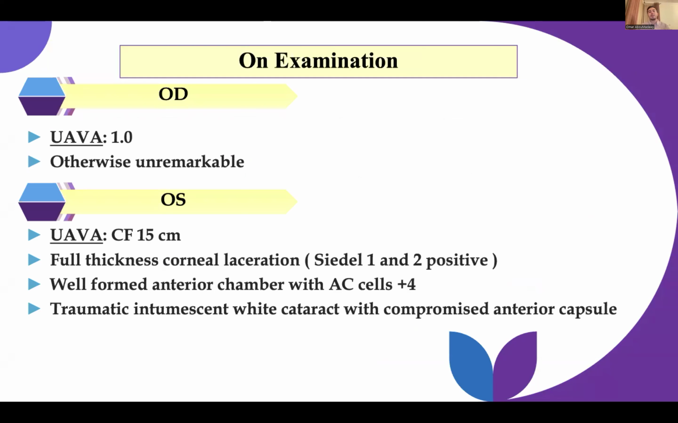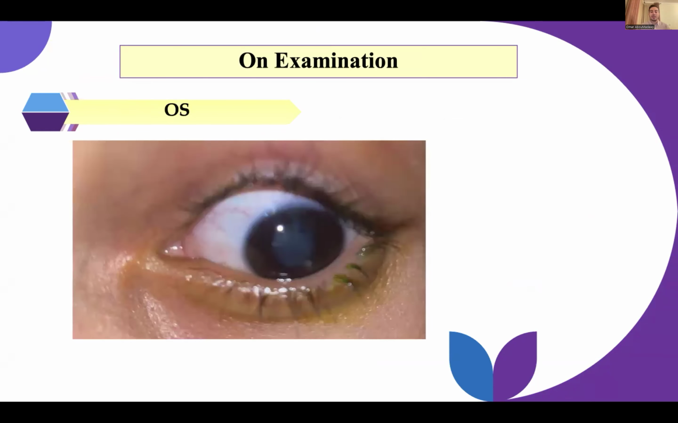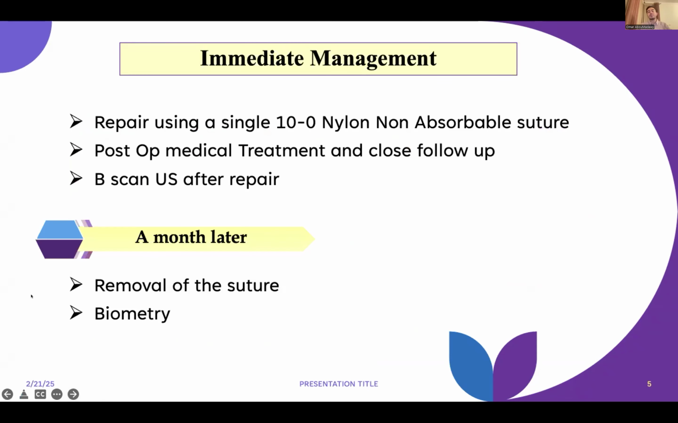On examination, his right eye was unremarkable, yet his left eye showed an unaided visual acuity of counting fingers at 15 centimeters, a full thickness corneal laceration proven by the Seidel test, a well-formed anterior chamber with AC cells +4, and a traumatic intumescent white cataract with a defect in the anterior capsule. As we can see over here, that was the site of the full thickness corneal laceration. The AC depth is well formed with a traumatic intumescent cataract, and we can see on his lower lid the fluorescein stain used for the Seidel testing.